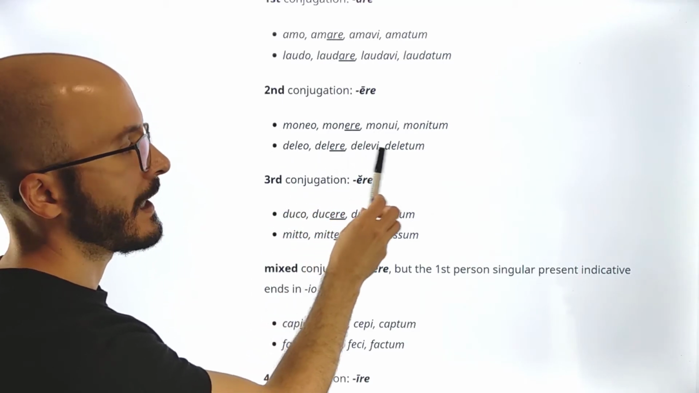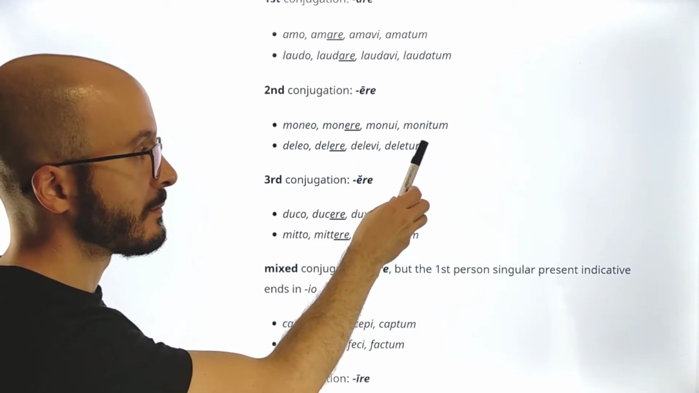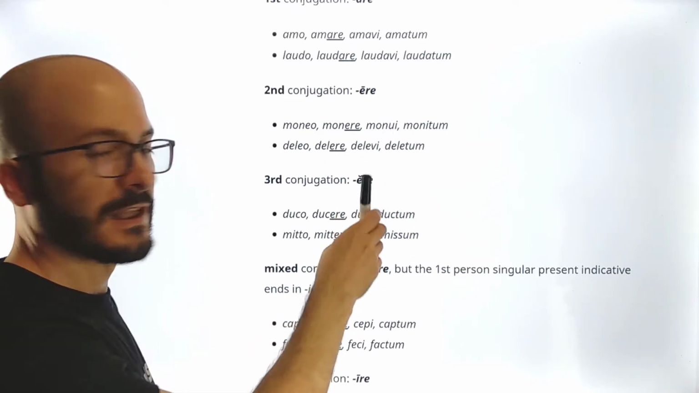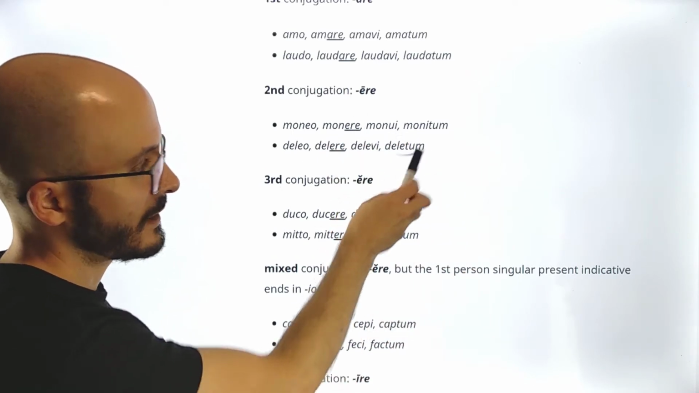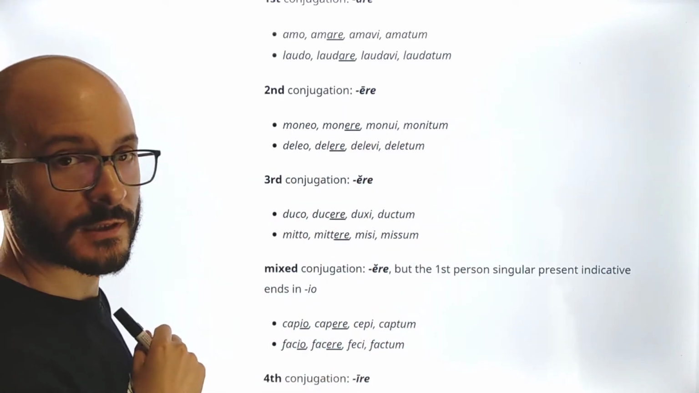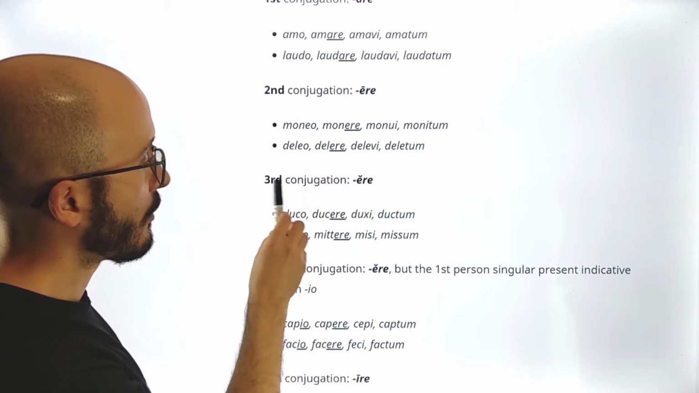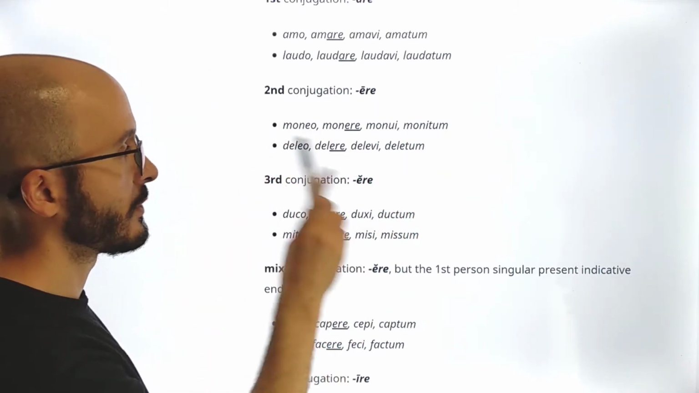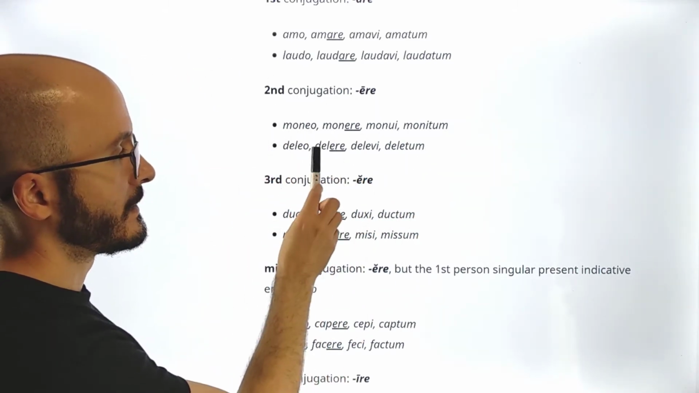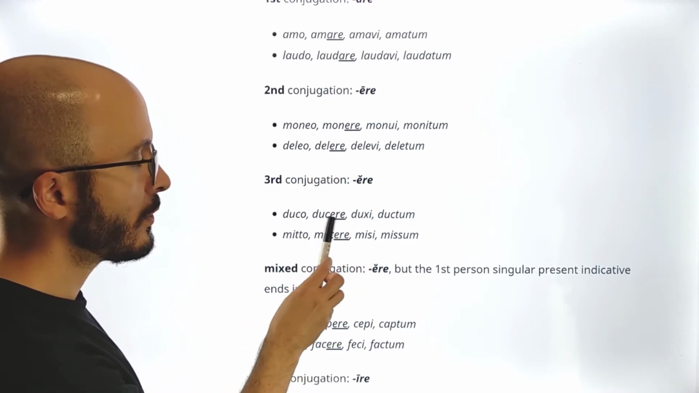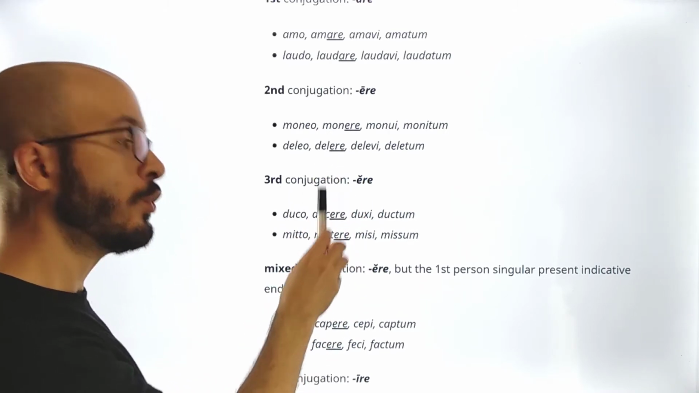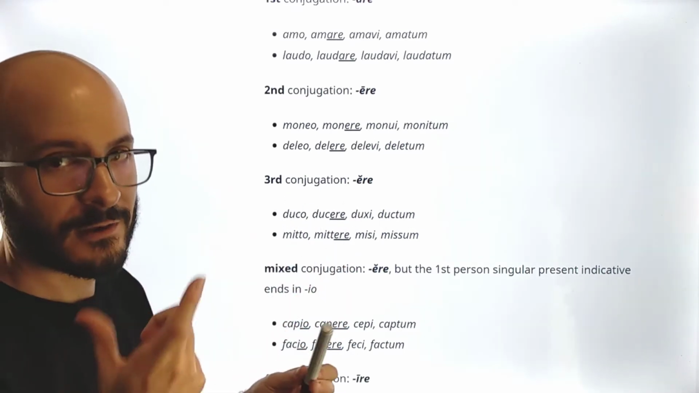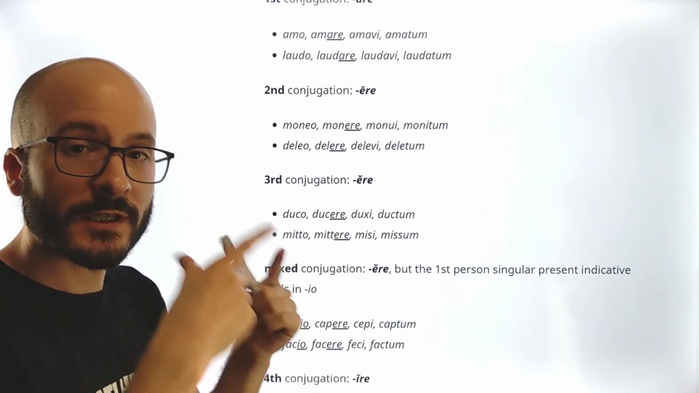Deleo, delere, delevi, deletum. And you might be wondering, does this have to do something with delete? Yes, delete comes from here in English, no? Interesting. Okay, so now third conjugation, ere with short e. And notice my pronunciation. Monere, delere. Here, duco, ducere, not ducere, ducere. Mitto, mittere, not mittere.